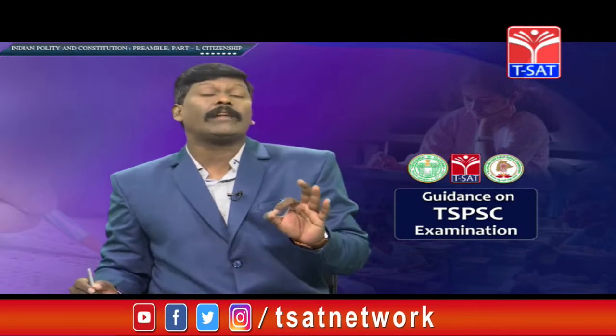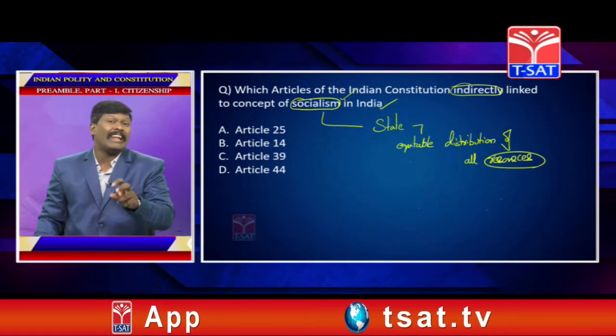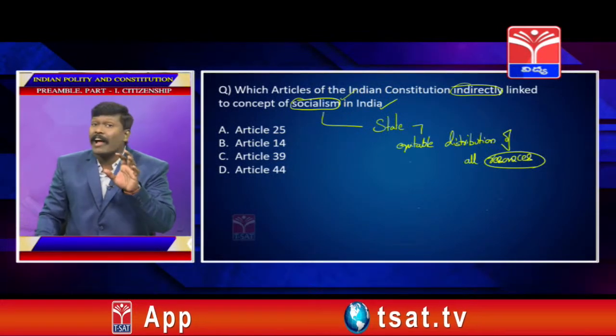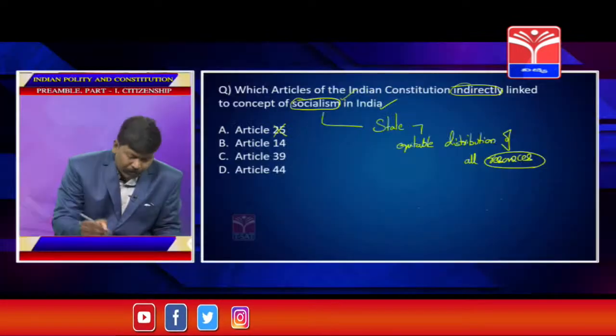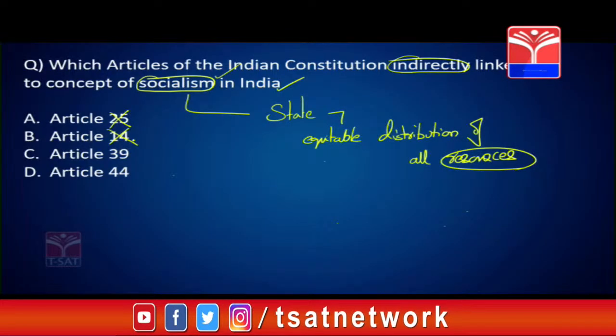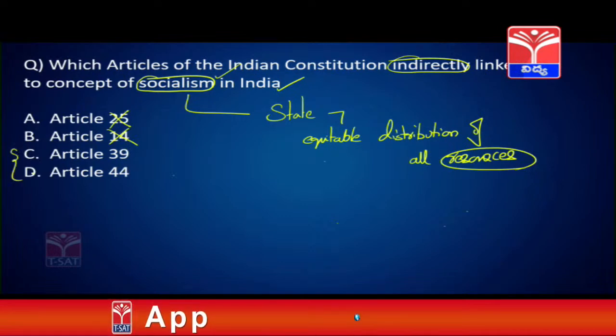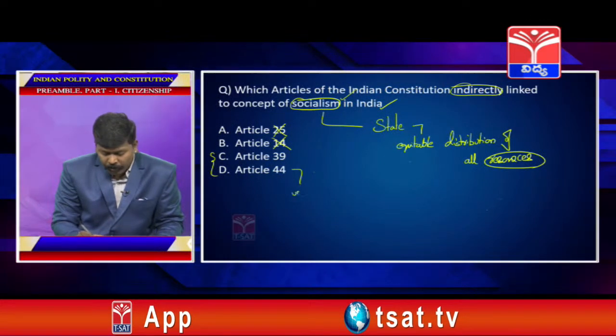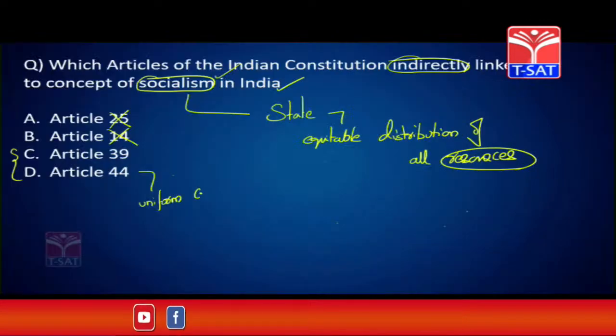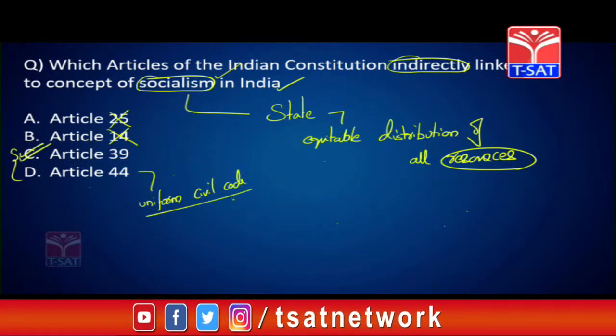Now, this concept of socialism was added to the Indian Preamble by the 42nd Constitutional Amendment Act. This is there in the Constitution as part of directive principles of state policy. Now, these two are not directive principles of state policy; these two are fundamental rights. Now, the answer can be C or D. Article 44 talks about uniform civil code. So, it is Article 39.